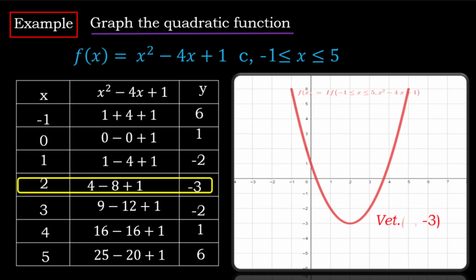Now the vertex is 2, -3, and we can write here the symmetric line, or the equation of the symmetric line. It will be x equals what? At the vertex, x equals 2. So we can draw here the symmetric line and write its equation. It will be x equals 2, and the parabola is opened up. Now we have a minimum value at y equals what? -3.